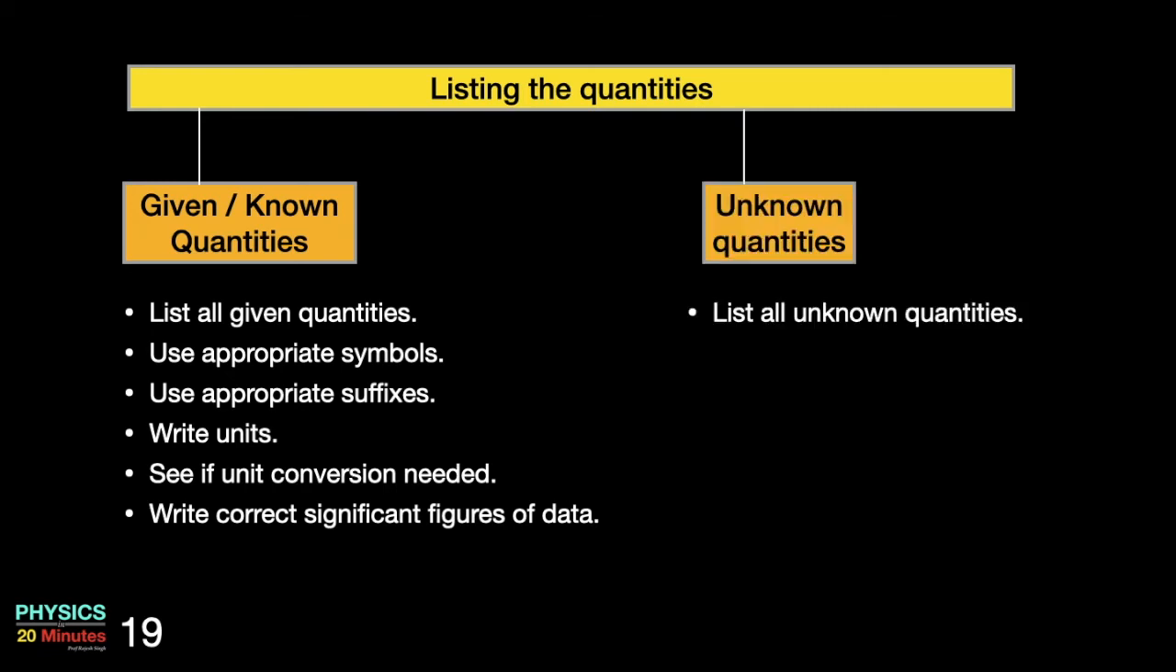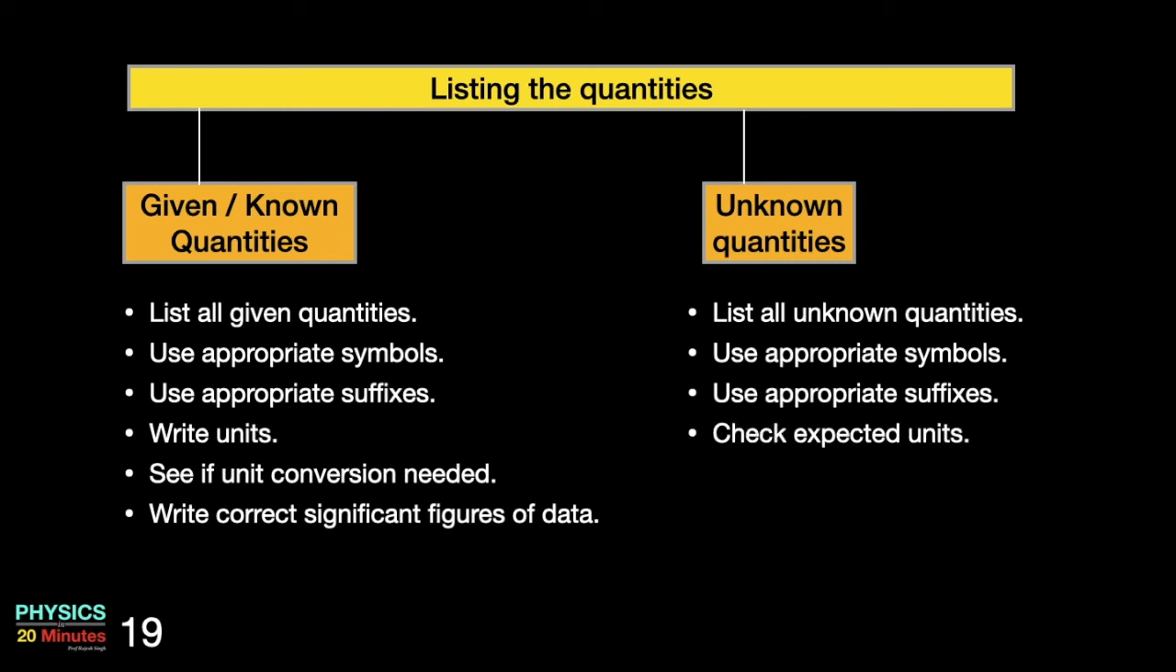For unknown quantities, again list all the unknown quantities. Use appropriate symbols, use appropriate suffixes. So if you have to calculate final velocity, you may write VF or something like that. Check the expected units. So for example, initial velocities might be given in meter per second, while the final answer might be required in kilometer per hour. So you keep a track of that as well.